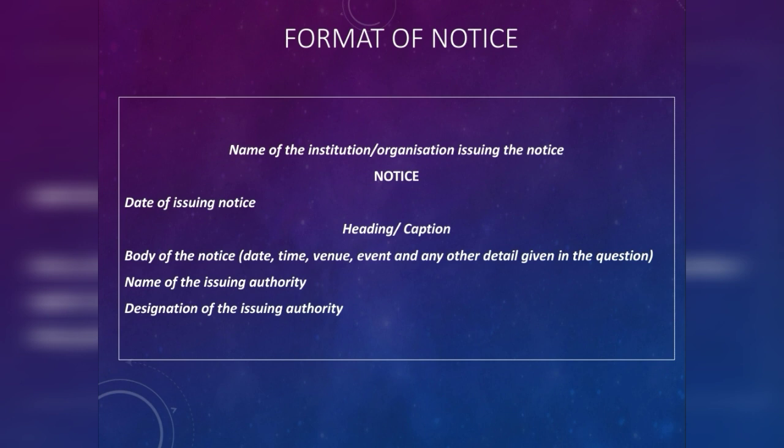Then the body of the notice. Body of the notice should have the following details: date, time, venue, event, and any other detail given in the question. Then name of the issuing authority and designation or post of the issuing authority. Both these things are written again on the left hand side.